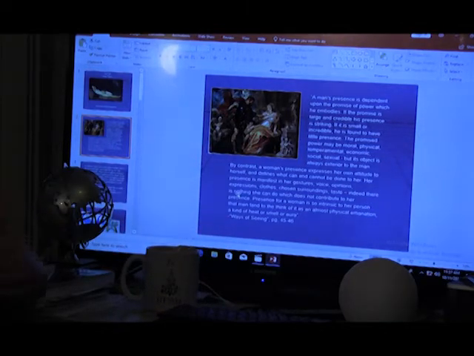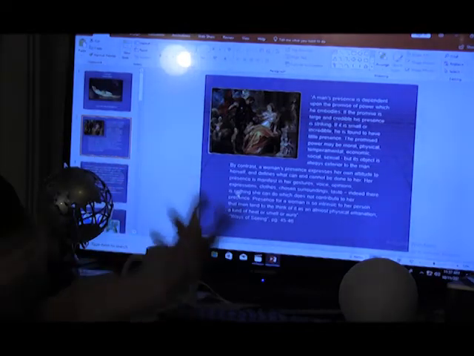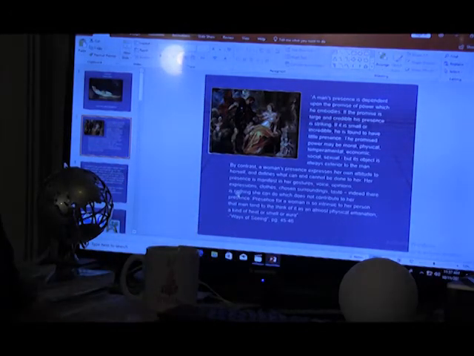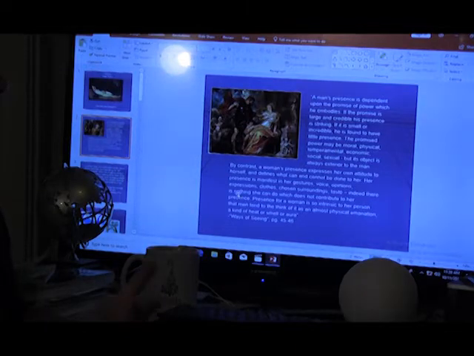So, what does he say early on? A man's presence is dependent upon the promise of power which he embodies. The promise of power which he embodies. If the promise is large and credible, his presence is striking. If it is small and incredible, he is found to have little presence.